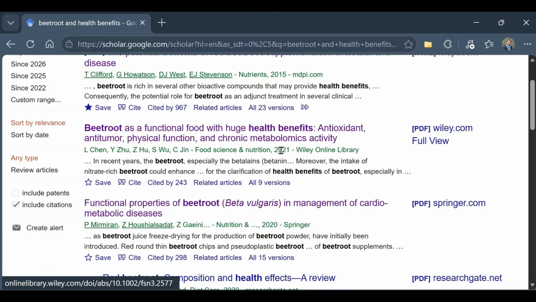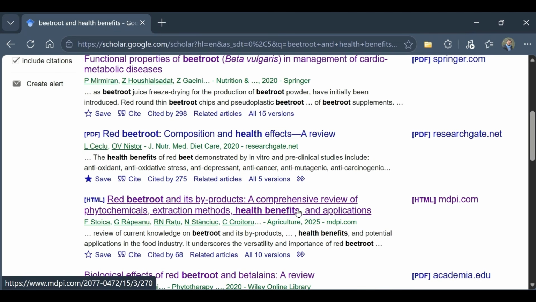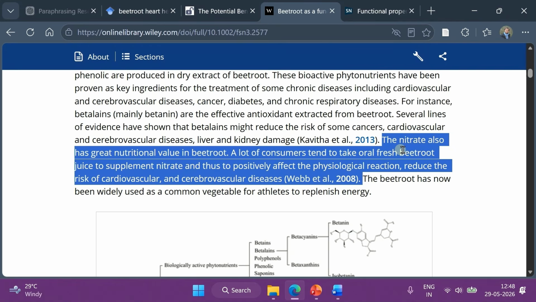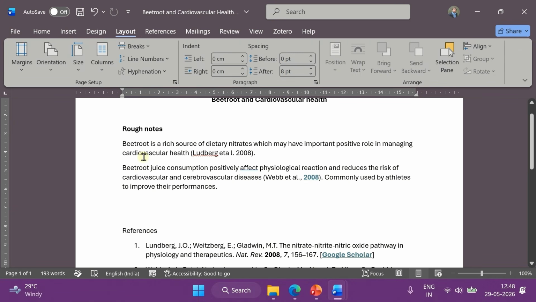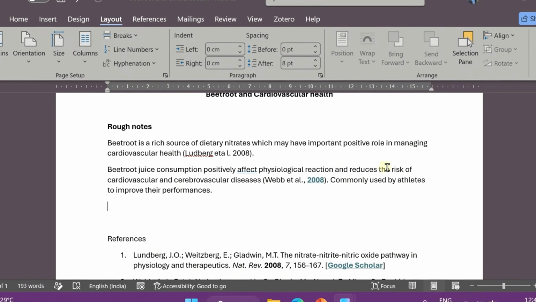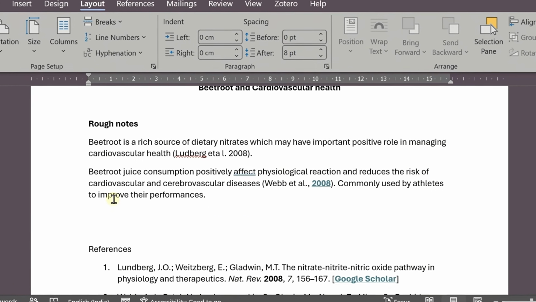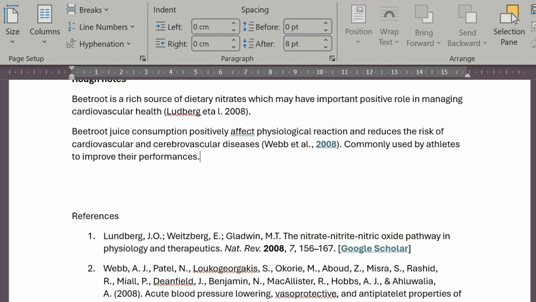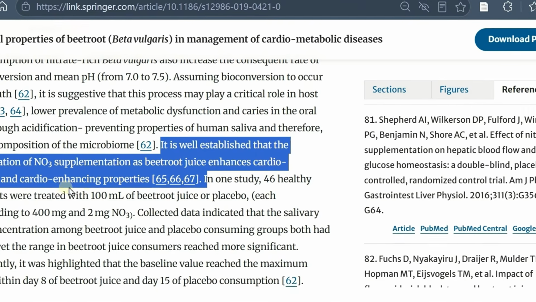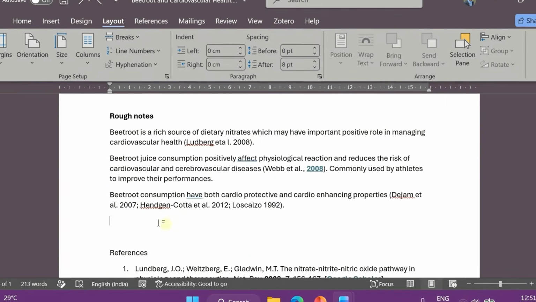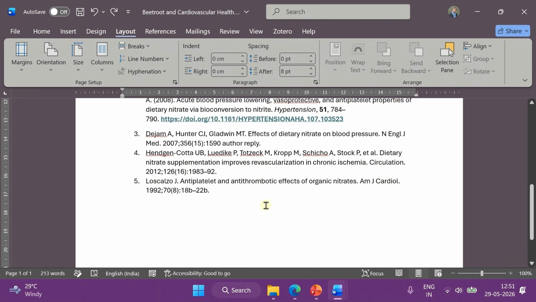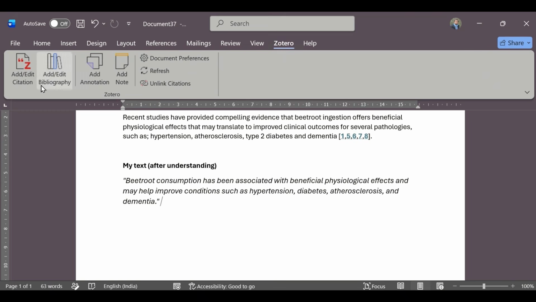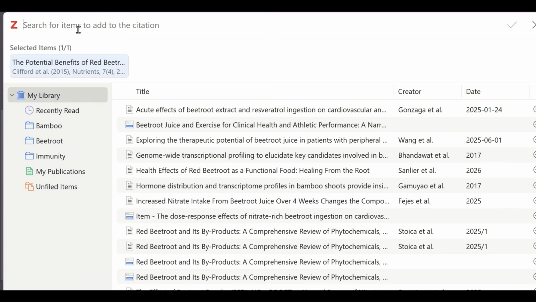Suppose I have read 3 or 4 research papers on beetroot and cardiovascular health. Instead of rewriting entire paragraphs, I start by taking short notes from each study. For example, one paper reports that beetroot is rich in dietary nitrates and may support cardiovascular health. Another paper tells benefits of cardiovascular and neurovascular function along with improved athletic performance. A third discusses its cardioprotective and performance enhancing effects. Notice that I am not copying or rewriting the sentence. I am simply noting the key findings in my own words along with the corresponding citation.